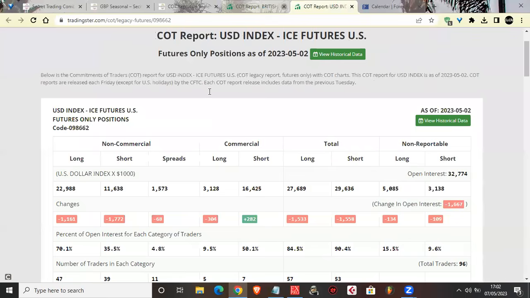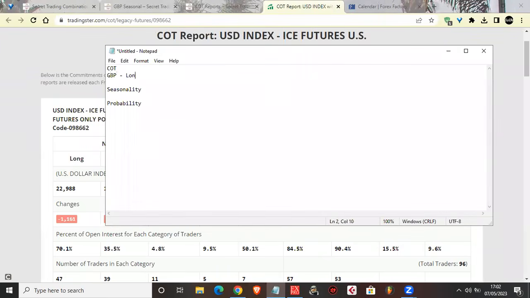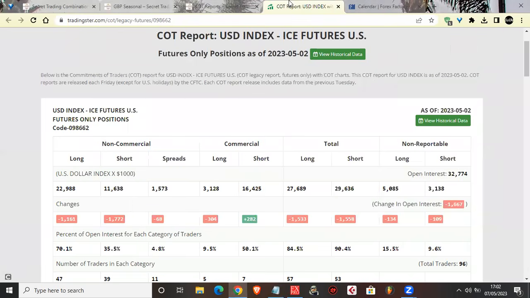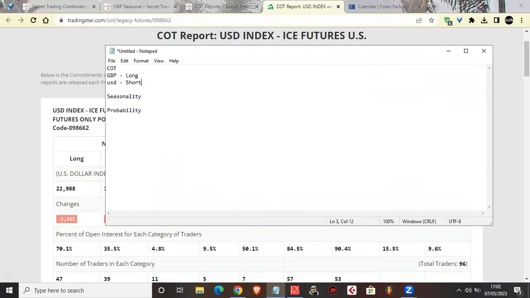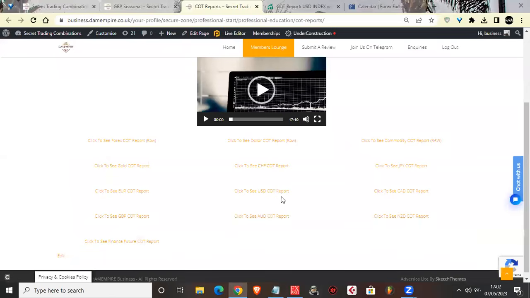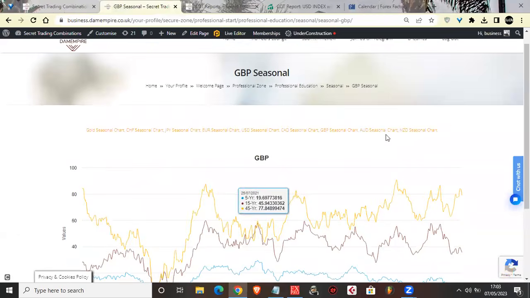So normally I just write it down, COT, GBP, long, USD. I'm taking USD even though the figure isn't that big, because USD doesn't really have that much figure most of the time. But because we know that the seasonality of the GBP doesn't align, we're going to kick GBP out of the equation. It has to align in all three. So that leaves us with just USD. Now let's see what USD has in store for us.